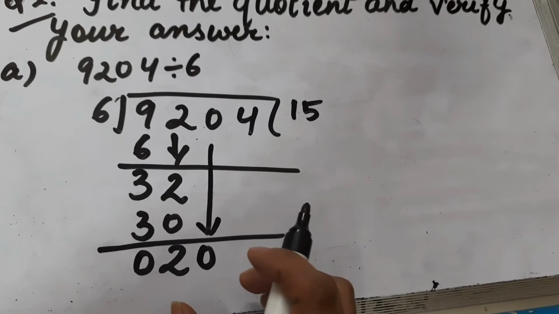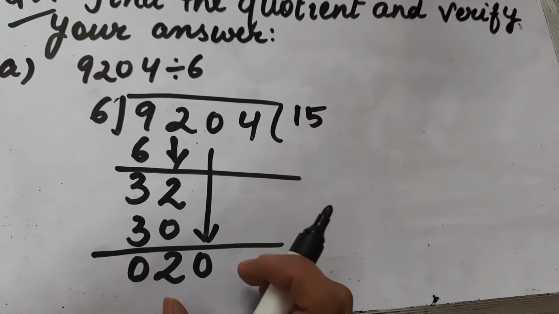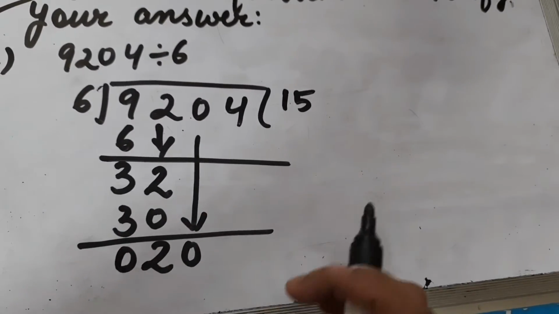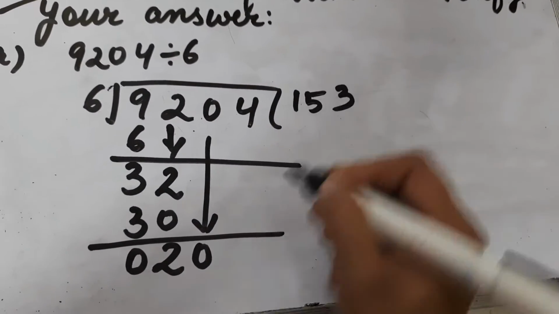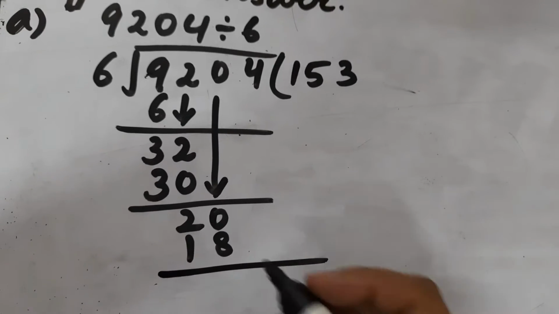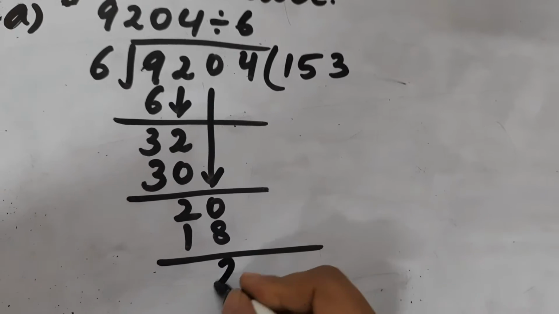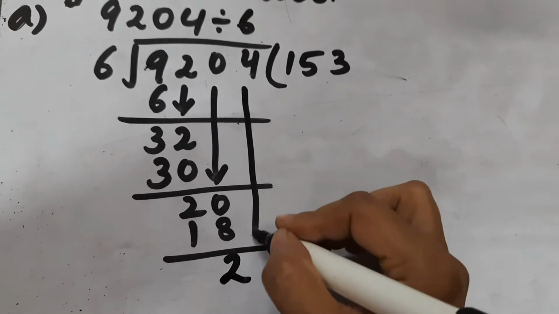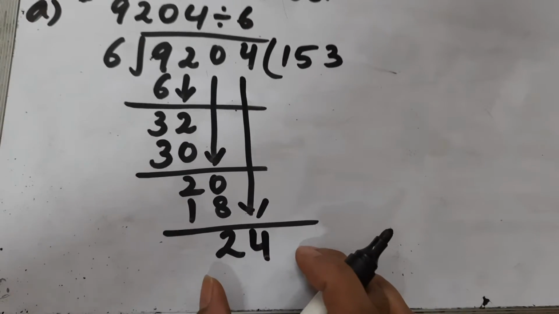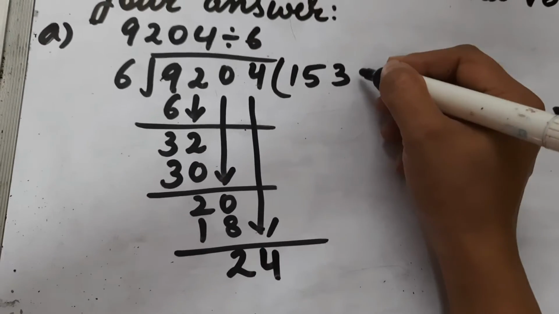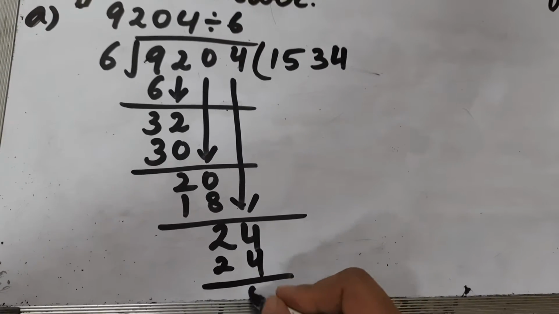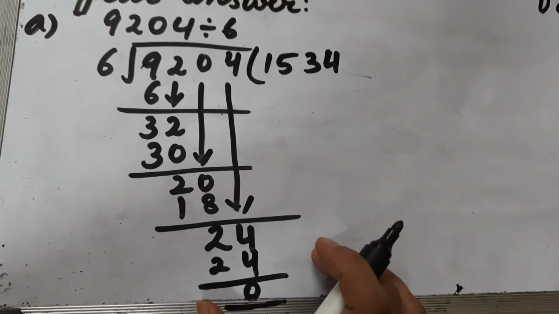Does 20 come in the table of 6? No, so we will take a number that is just smaller than 20 and comes in the table of 6, and that is 18. 6 3s are 18. Okay, now subtract it. 10 minus 8 is 2, 1 minus 1 is 0 and bring this 4 down. Does 24 come in the table of 6? Yes, 6 4s are 24. Now subtract it. So your remainder is 0.